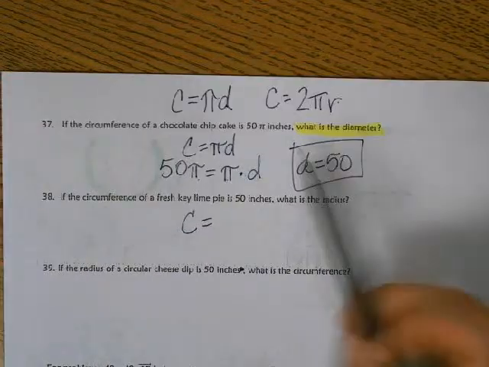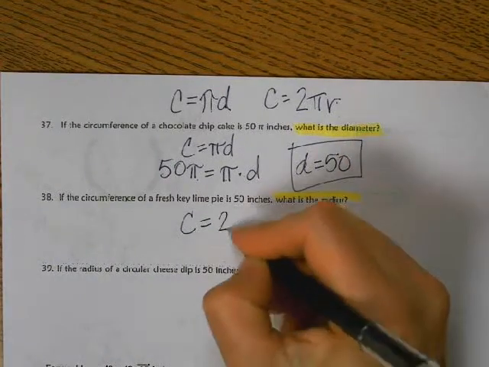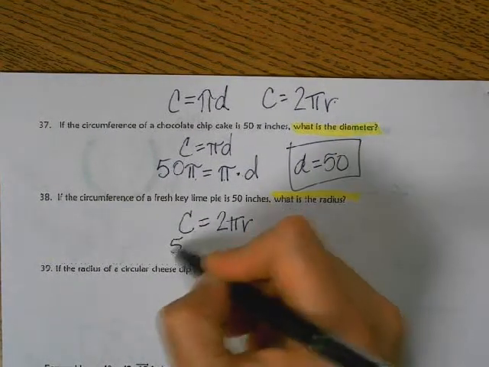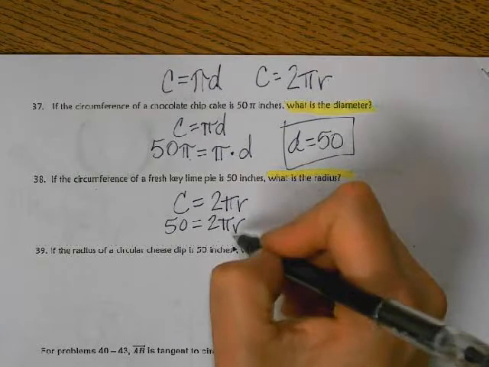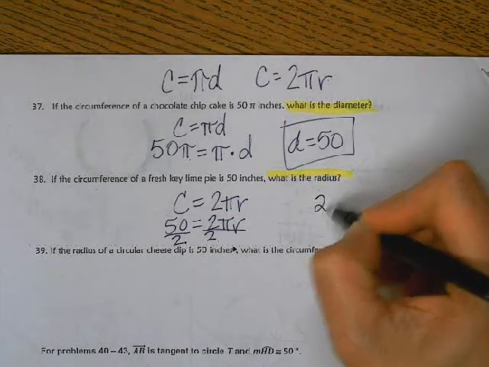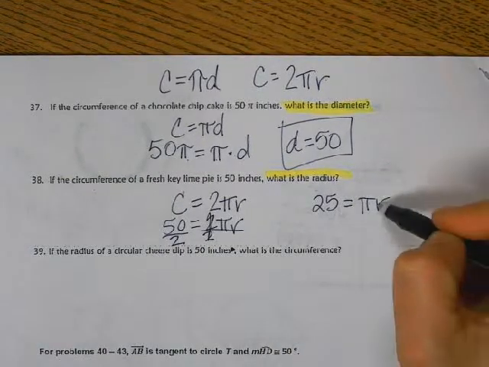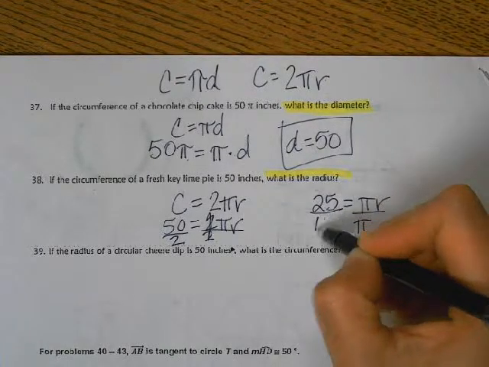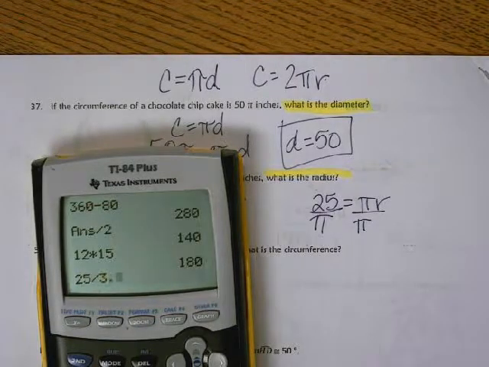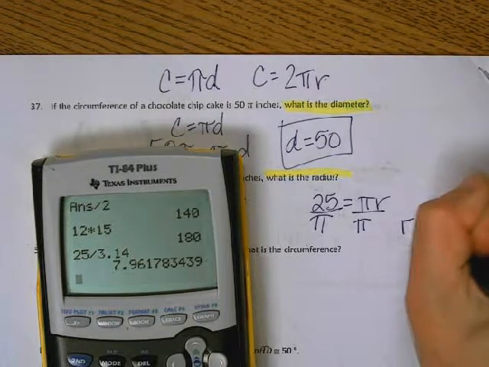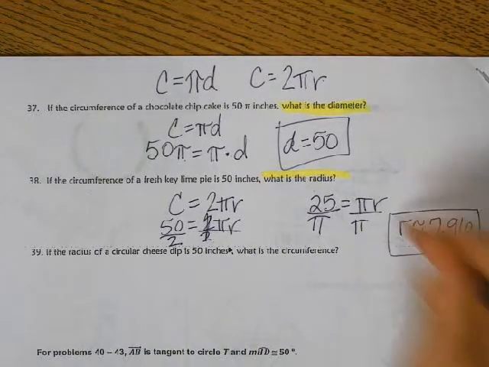Alright, if the circumference is 50 inches, what is the radius? So circumference equals, this time we're talking about the radius, so we're going to use 2 pi r. Plug in 50. Now to get r all by itself, I need to divide everything by 2. So 25 equals pi times r. And then, to get r all alone, I need to divide by pi. Well, pi is 3.14. So I'm going to get that r is about 7.96. Okay.